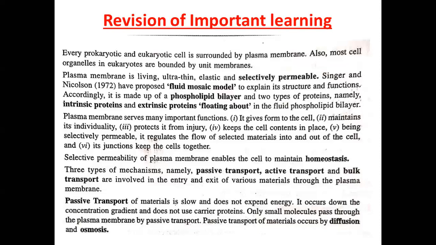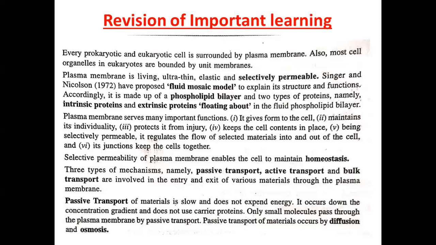It gives form to the cell, maintains its individuality, protects it from injury, and keeps the cell contents in place. Being selectively permeable, it regulates the flow of selected material into and out of the cell. Its junctions keep the cells together. Selective permeability of the plasma membrane enables the cell to maintain homeostasis.